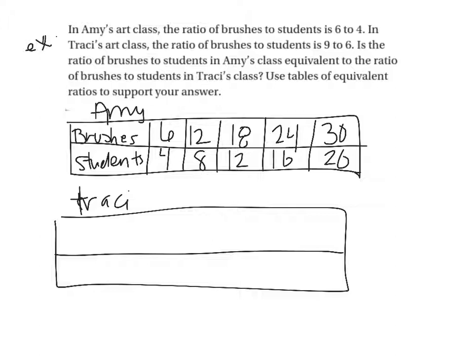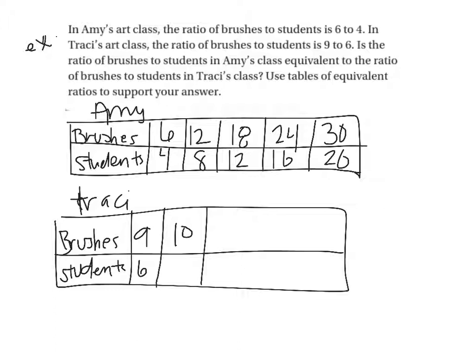So Tracy, her brushes in her class, looks like back at the problem, she has 9 brushes for every 6 students. So first, here's the original. We're going to double it, okay? So 9 doubled is 18, and 6 doubled is 12. Oh my goodness, look guys, I already see they're going to match up.